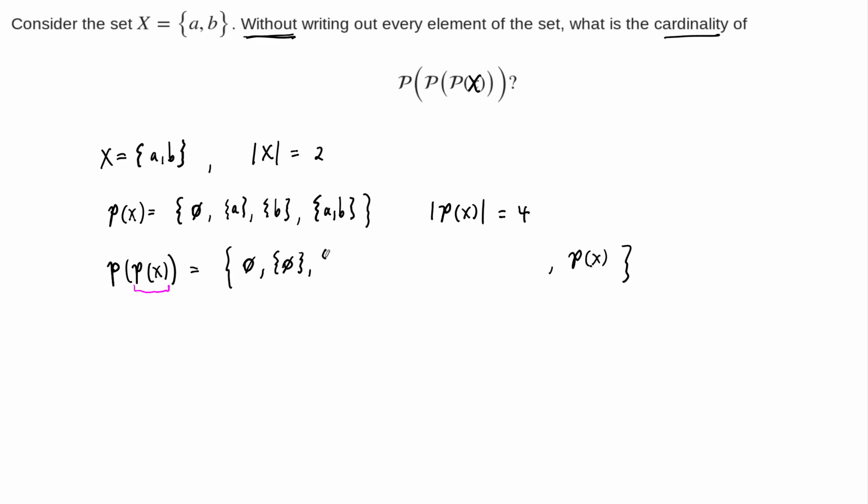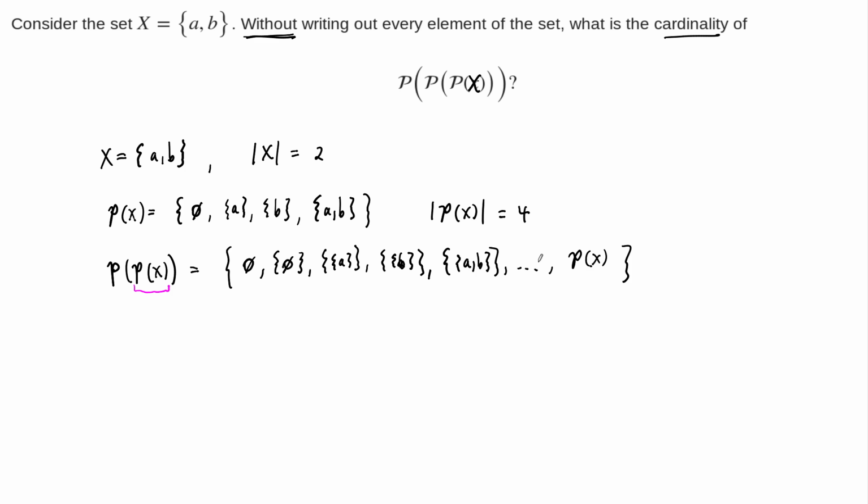And then we go on from there. So the next subset is the singleton whose element is the singleton. So notice I need double braces here. I need the set containing the set containing A. Same thing for B, the set containing the set containing B. And then the last singleton here is the set containing the set that contains A and B.